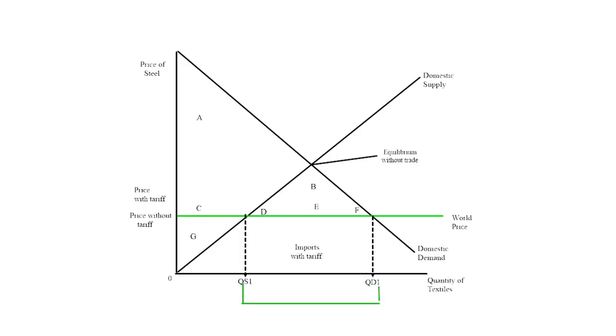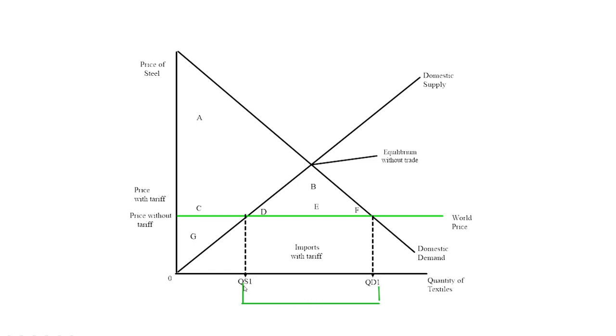All right, so now we're going to do one more, right? The green line is the price without a tariff. All right, so we're throwing in all these letters, A, B, C, D, E, and F are all consumer surplus. G is producer surplus.